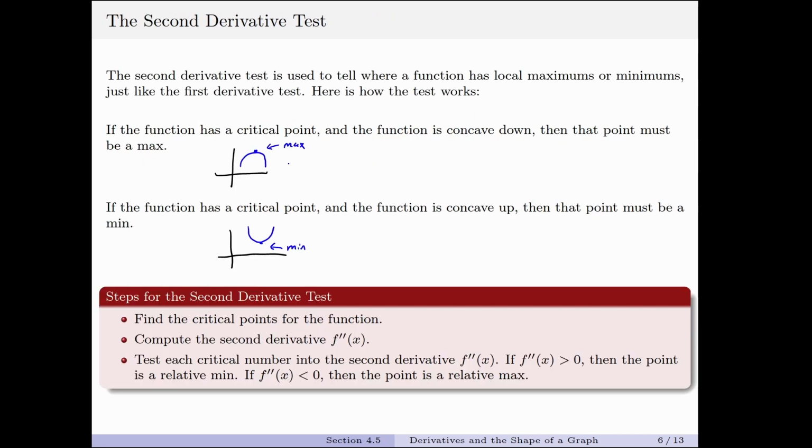So for our second derivative test, after we find the critical points and compute the second derivative, we test those critical numbers. And if the second derivative is positive, that means that the function is concave up, so we'll have a relative min. If we get a negative, that means the function is concave down there, and the critical point will be a max. If we get 0 exactly, then we can't conclude if it's a max or a min. Likewise, if the second derivative is undefined, then that's not helpful either. We can't make a conclusion based on this test.